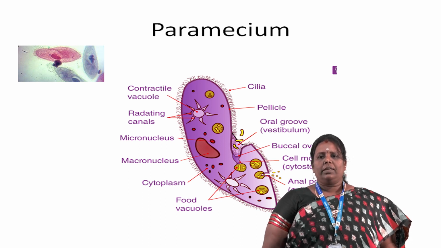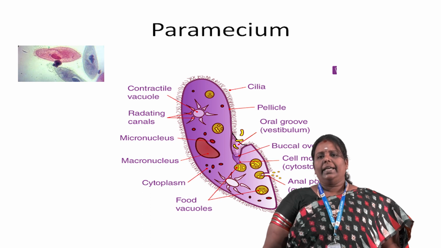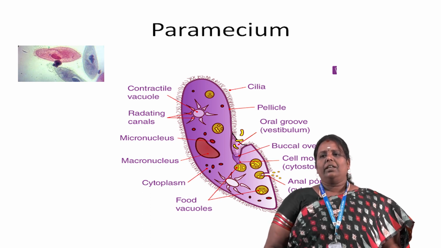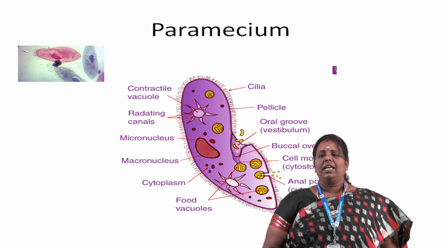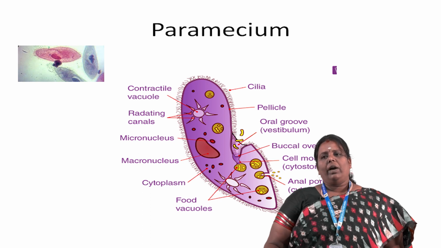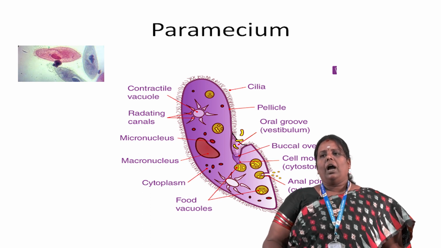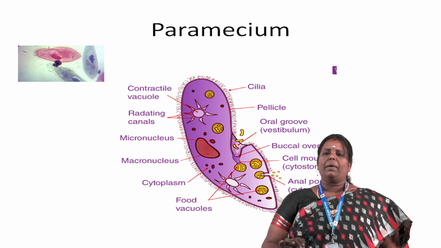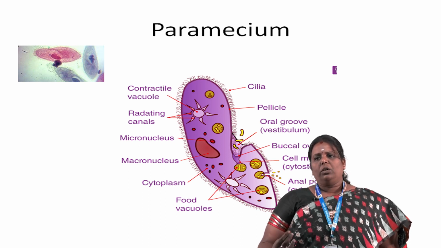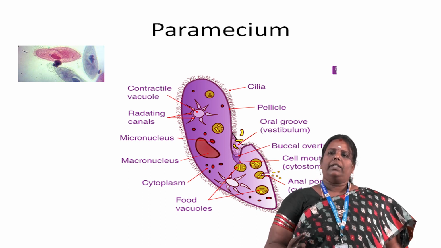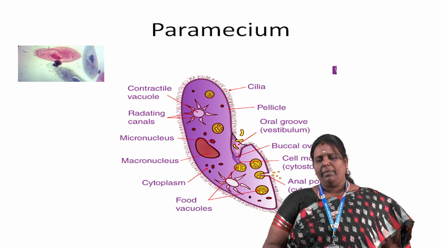The oral groove acts as a mouth, taking in food material. You can also see small round, fully yellow structures, called food vacuoles. Food enters through the mouth, and the buccal overture means the buccal cavity, that is, the oral groove. There is also a cyclosis movement, which is very interesting, in the intake of food material.